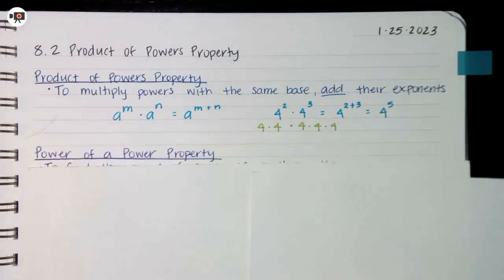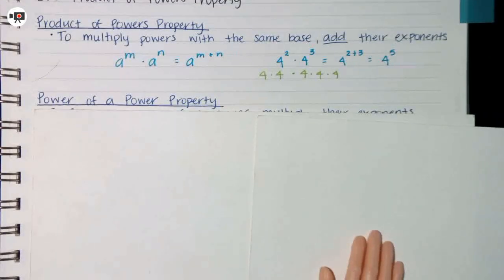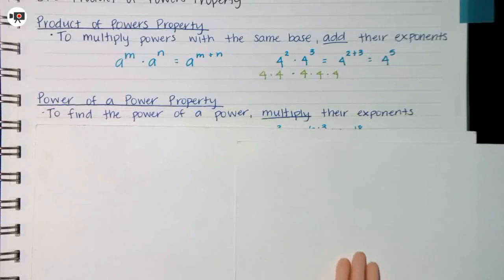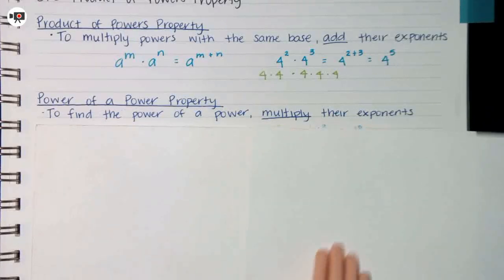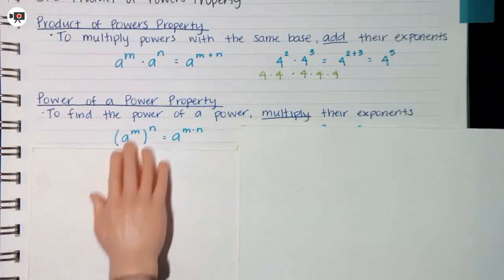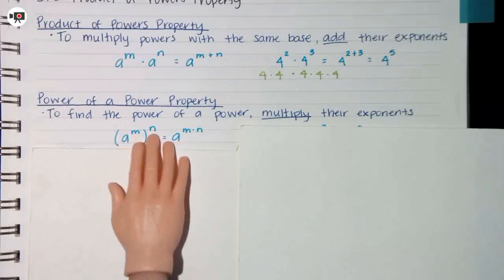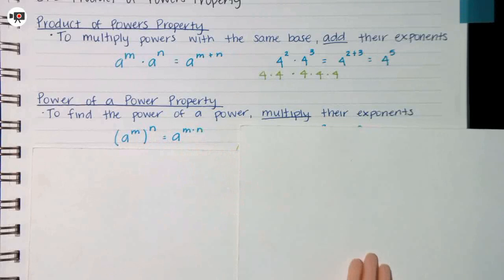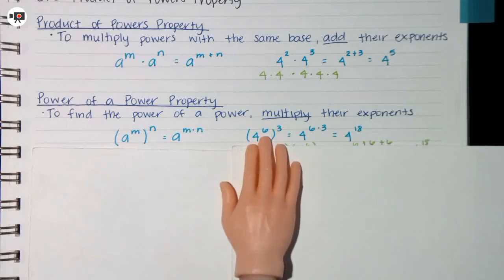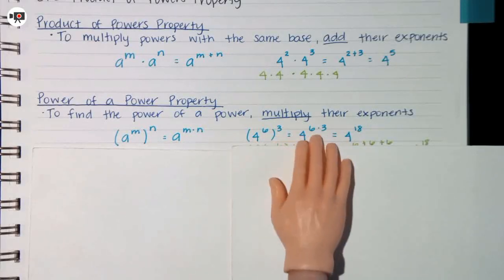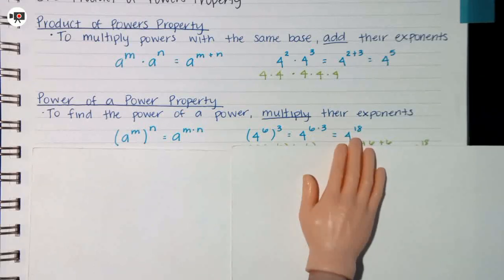I could have a power of a power property, and that is where we would multiply their exponents. So this is a to the m, all to the nth power. If it's a power to a power, you multiply. So this would be 4 to the 6th, all to the third. 6 times 3 is 18.